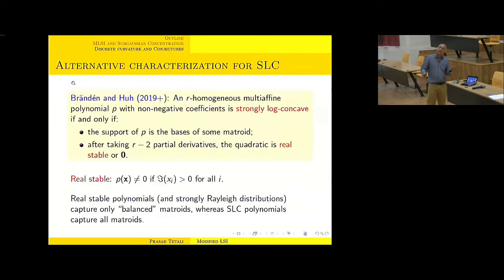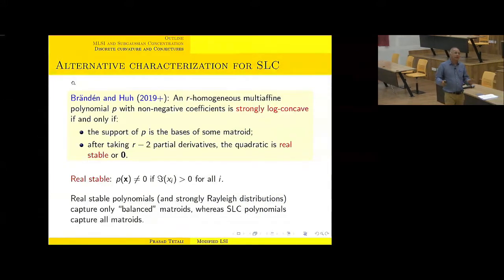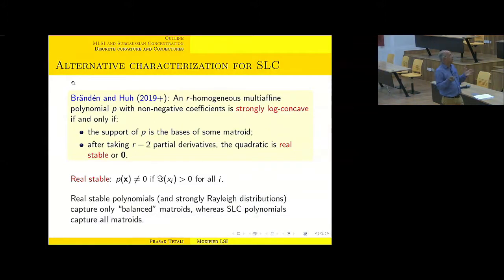And this nice recent work of Petter Brändén and Huh showed that in fact it's equivalent. So it's nice but also disappointing in the sense that the best things you can do with this are actually the matroid bases, because the characterization is that an r-homogeneous multivariate polynomial, with degree at most 1 in each variable, that is, multi-affine with non-negative coefficients, is strongly log-concave if and only if its support is the bases of some matroid.